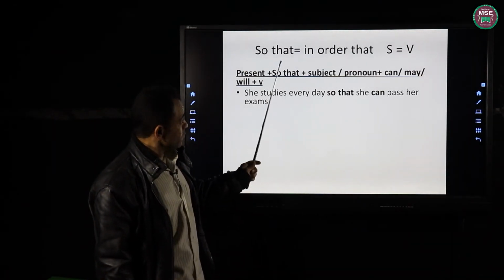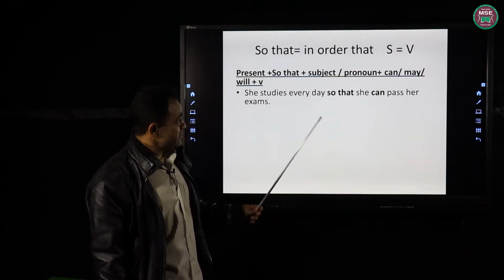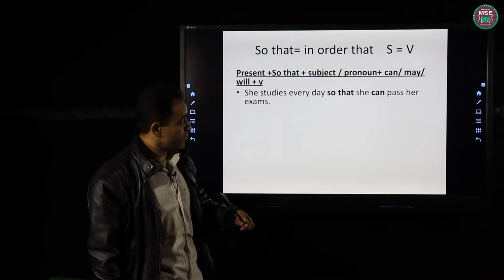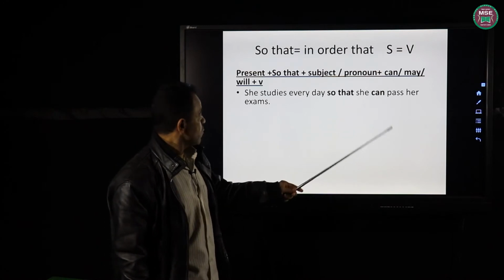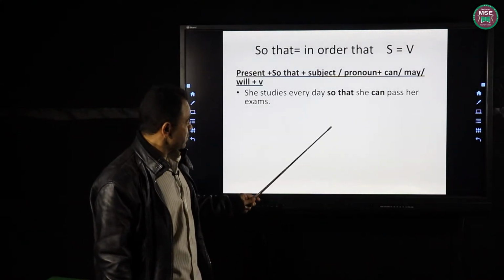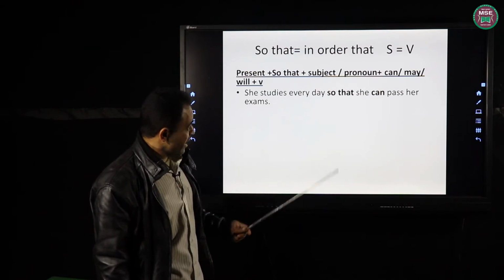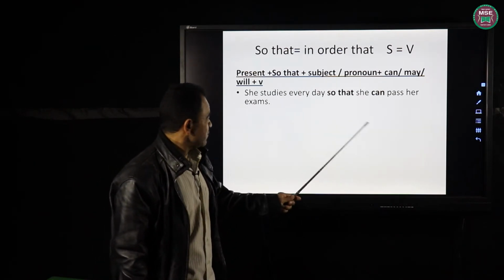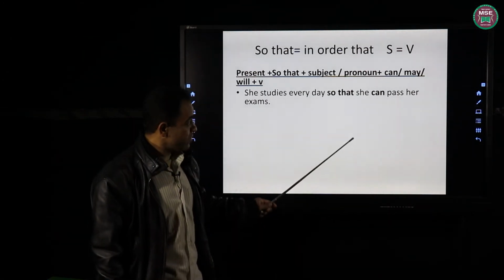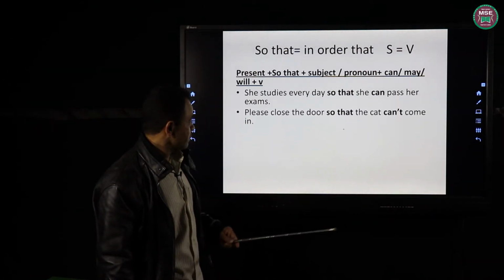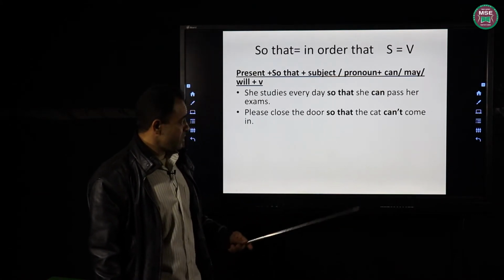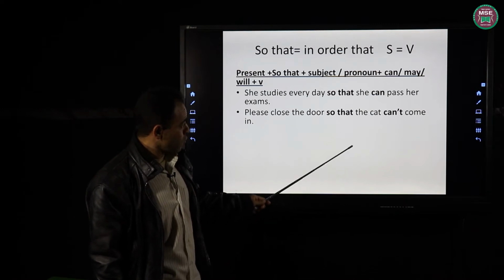So after so that or in order that, we need the subject, okay? The subject pronoun, I, he, she, or whatever. And then can or may or will plus verb infinitive. For example here, she studies every day so that she can pass her exam. I can say so that or in order that. They are the same, okay? Please close the door so that the cat can't come in. So that or in order that.